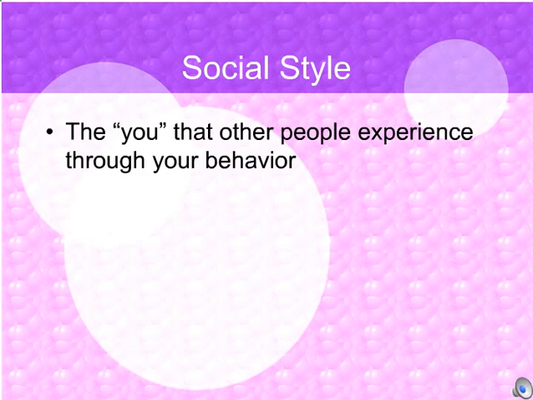Social styles are how individuals perceive us via our behavior. Social style refers to the you that other people experience based on how you act. So it's not how we perceive ourselves, but purely based on the observation of others. There are four basic styles that each of us fall into: driver, expressive, amiable, and analytic.